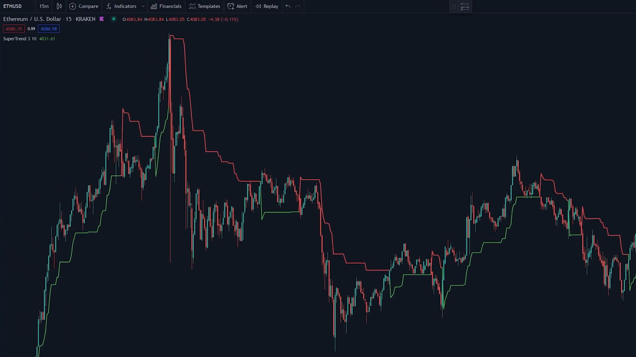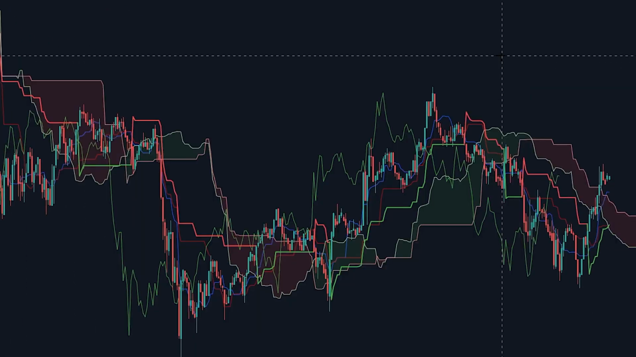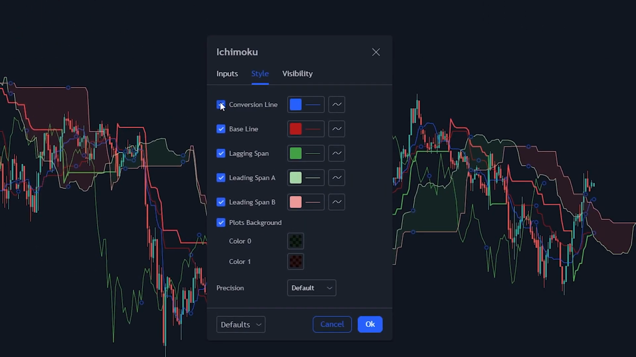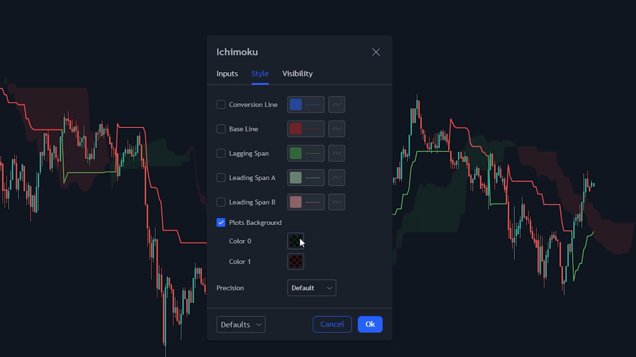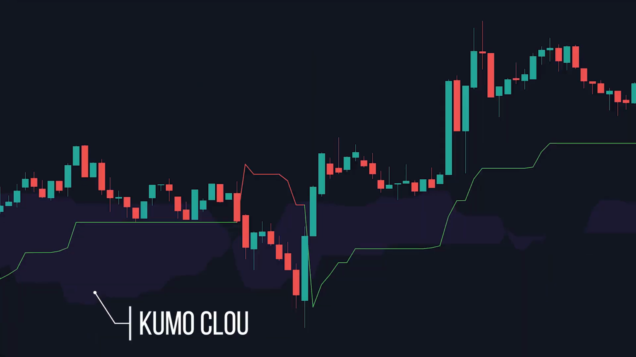To add this indicator, go to the Indicators tab and type in Ichimoku. We're also going to clean up our chart a bit because this indicator's default settings are really messy. Just uncheck the top 5 boxes and then change these plot backgrounds to purple so it's easier to read. Now that we have that set up, let me explain how the strategy works. So this purple area is called the Kumo cloud.